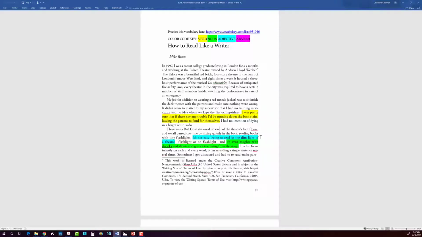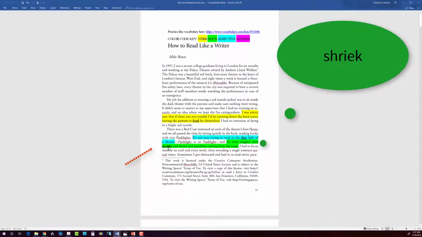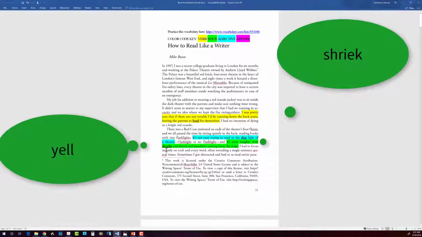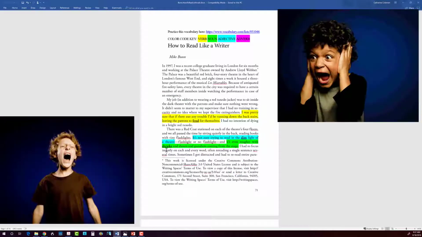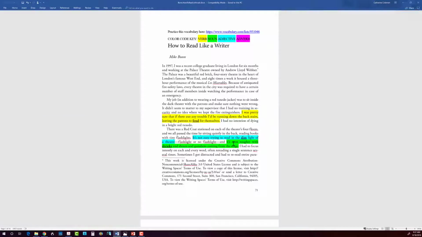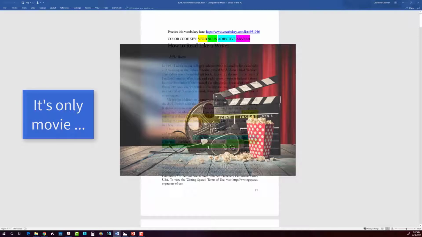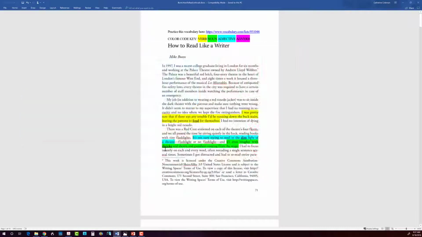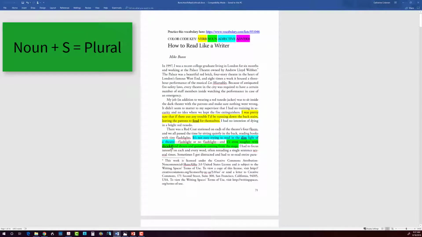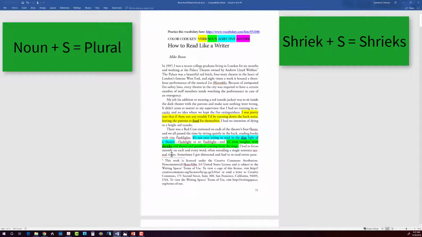The next noun, the next word that we have is shriek. And I like shriek. You probably don't hear shriek a lot. The word that you probably use is yell. Shriek is different than yell, and it's a higher pitched, almost a scream. So here we have, it's even tougher with shrieks and shouts and gunshots coming from the stage because we're talking about a movie, remember. So shriek is a normal count noun, so we make it plural by adding an S.